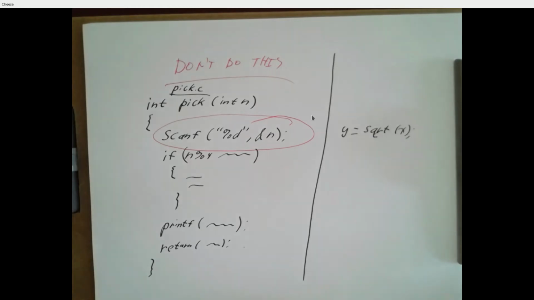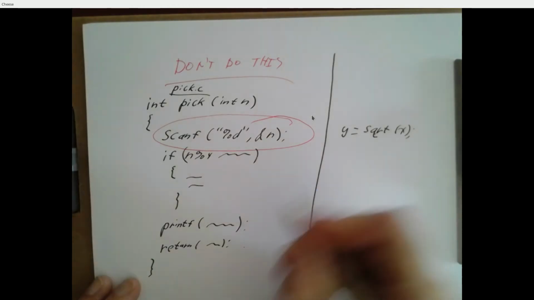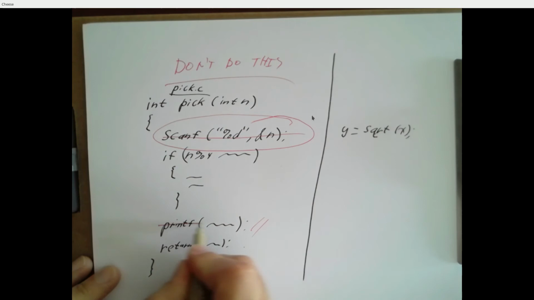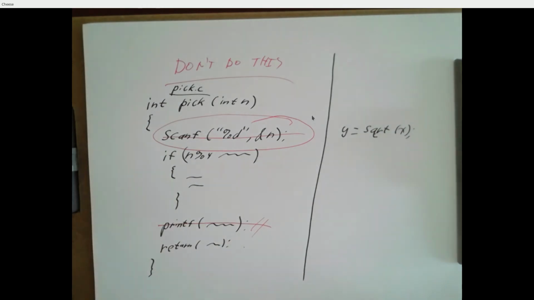Or if you called square root and square root printed out the square root of your number, and you got a program that's calling square root 10,000 times and it's printing out 10,000 numbers in the middle of your program, and you're like, what's going on here? Wouldn't be a very useful function. So we don't want to do these things unless the specification of our function is print out such and such or read such and such from the user, okay?